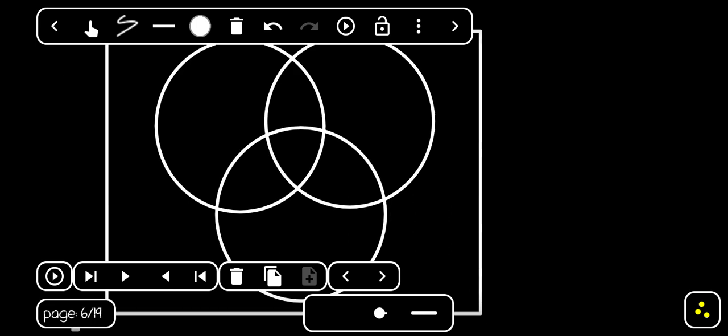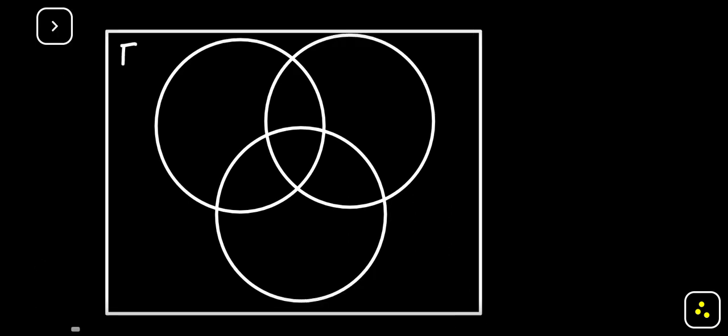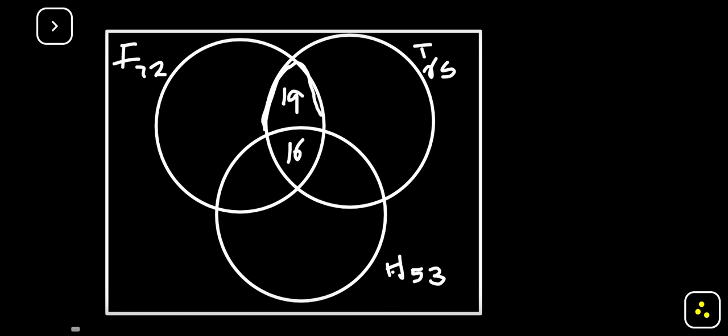Venn diagram. Since we already know, this is First Bank, this is Trust Bank, this is Hallmark Bank. Here now is 16, right? Here was initially 35 minus x, but now 35 minus 16 will give you 19. Here was 30 minus x, but 30 minus 16 now will give you 14. Here was 21 minus x, and 21 minus 16 now will just give you 5.